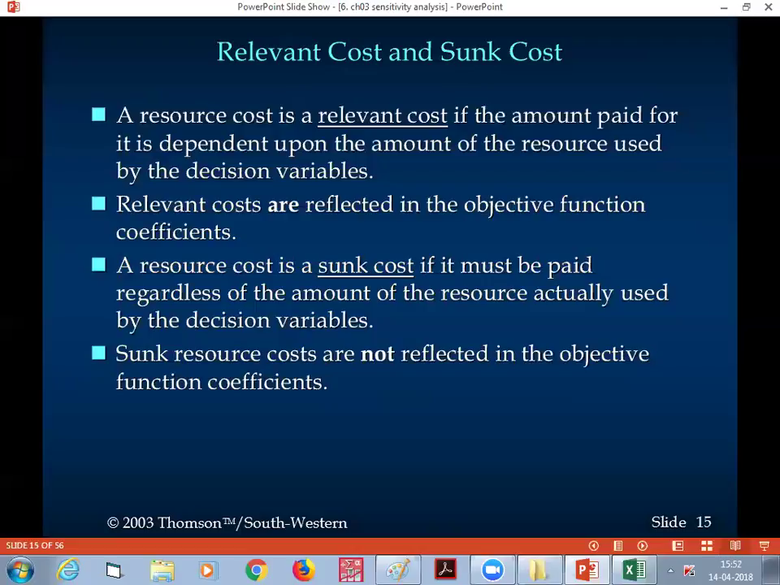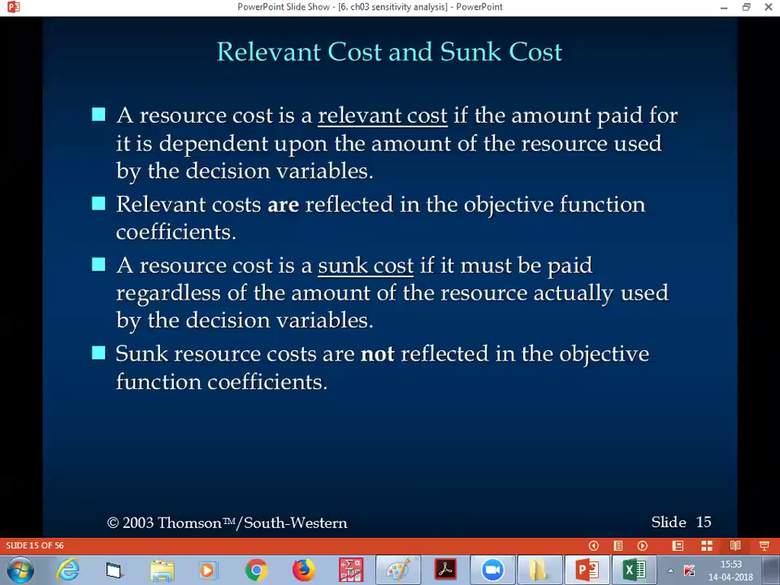On the other hand, a resource cost is a sunk cost if it must be paid regardless of the amount of resource actually used by the decision variables. So it's like a fixed cost. Once we incur the cost, irrespective of how much we use, that sunk cost remains. So they are not reflected in the objective function coefficients. Sometimes we don't remove that particular cost, just to see what will happen if we are able to increase it by a certain amount. So sometimes we take it as a sunk cost, sometimes as a relevant cost.